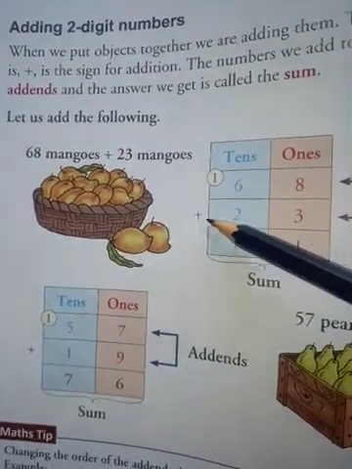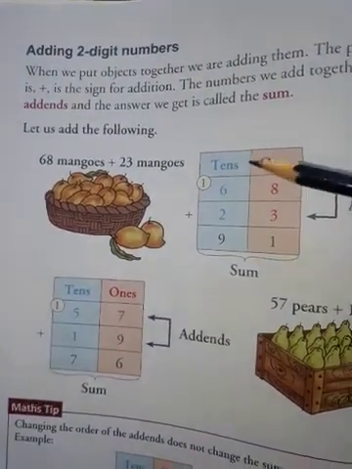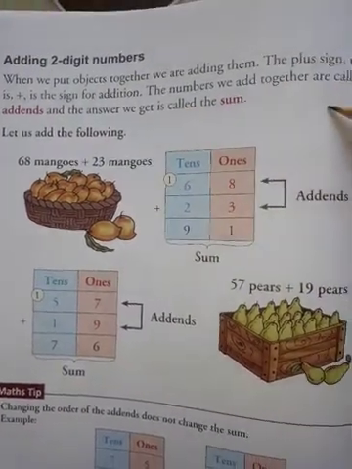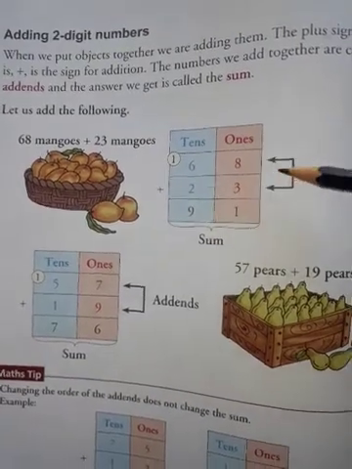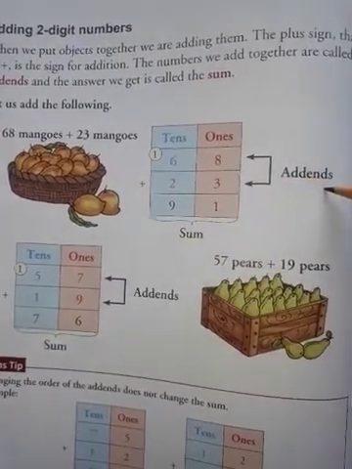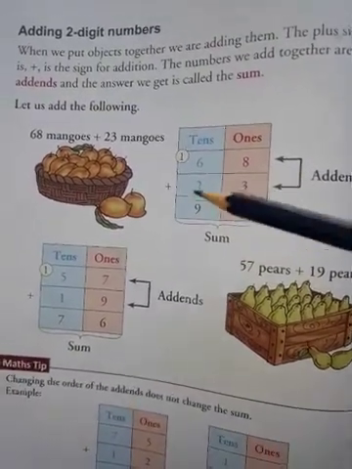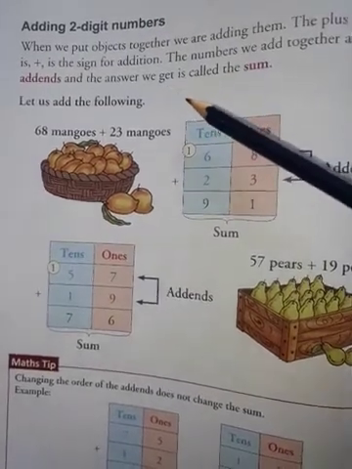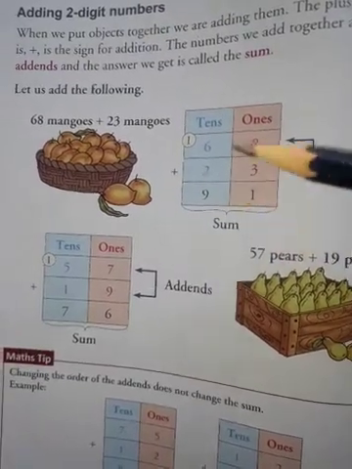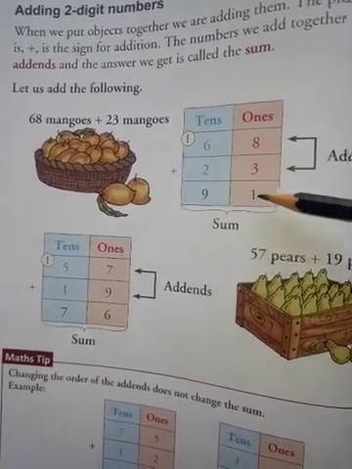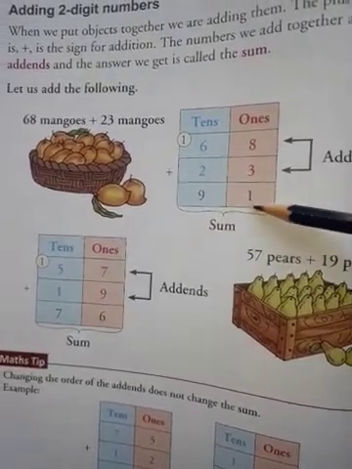We can say plus or add also. So the numbers we add together are called addends. These numbers are addends. We can say 68 and 23 are addends. We add together these numbers, and the answer we get is 91. So this is called the sum. We can say the sum is 91. The sum of 68 and 23 is 91.